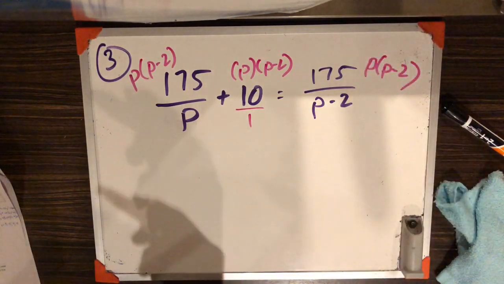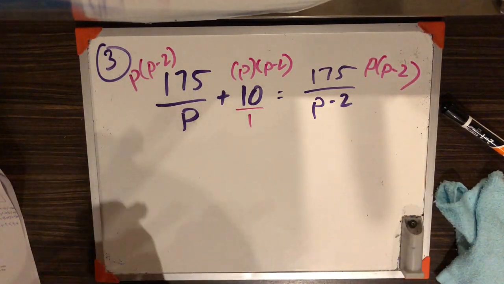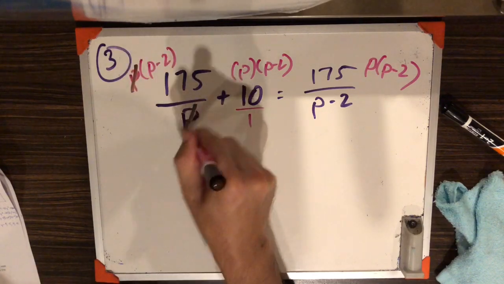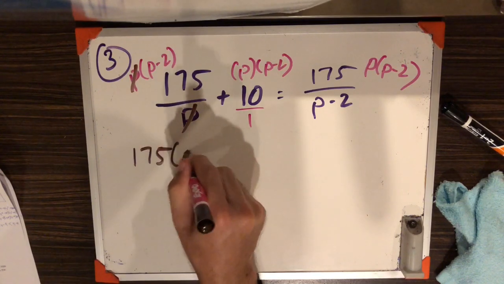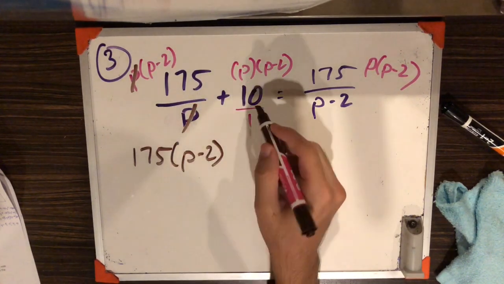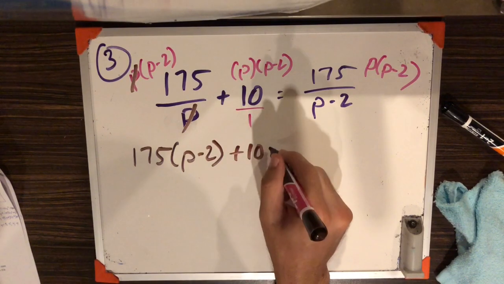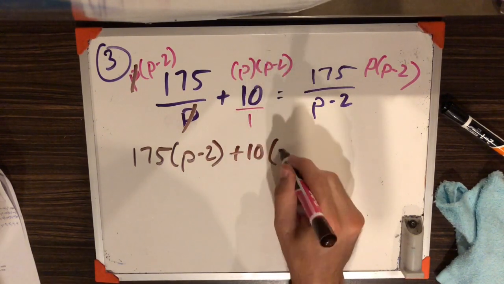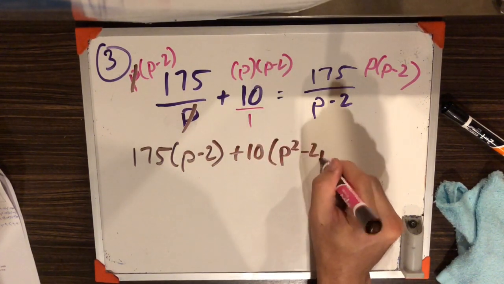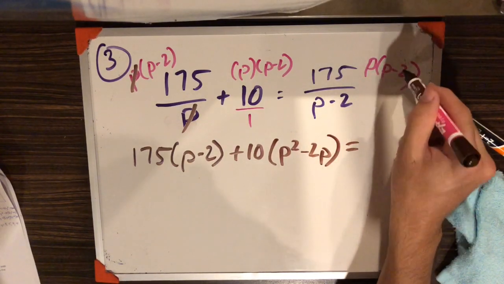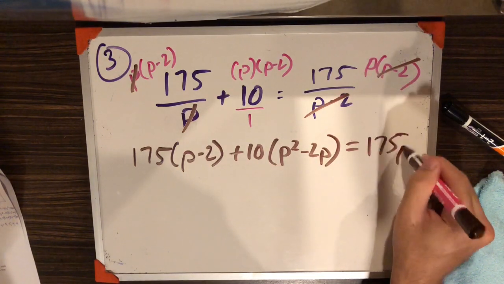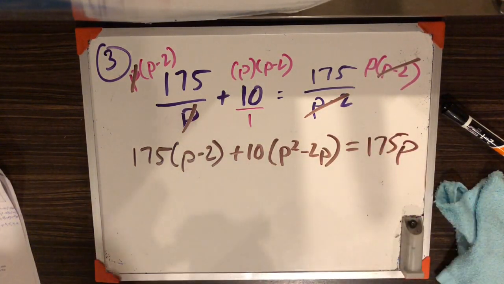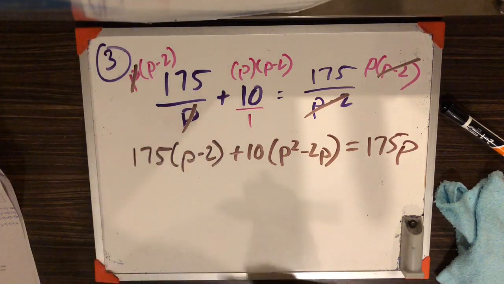That way we can end up canceling things out. p and p end up canceling out. So I have p minus 2 times 175, so 175 times p minus 2. Plus 10 times that, we can simplify this, so p squared minus 2p. p minus 2 ends up canceling out here, so I just have 175p on my right side. You want to simplify this even more.